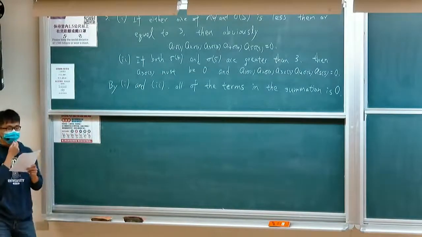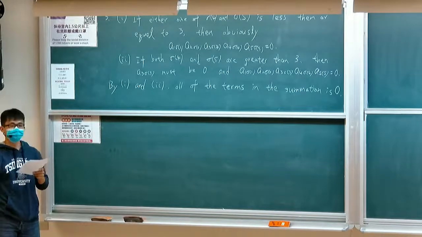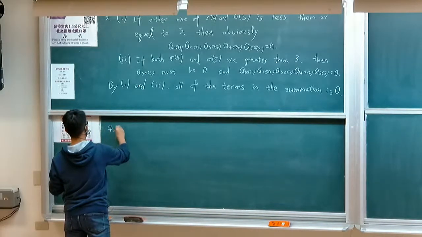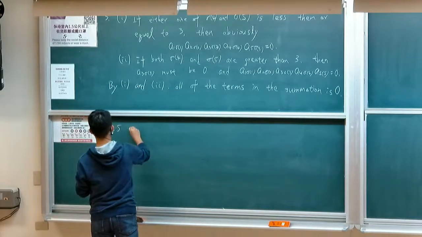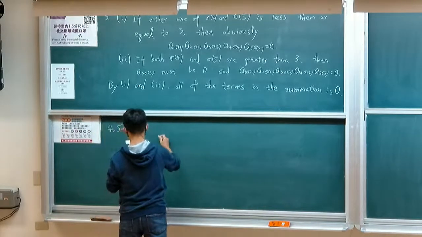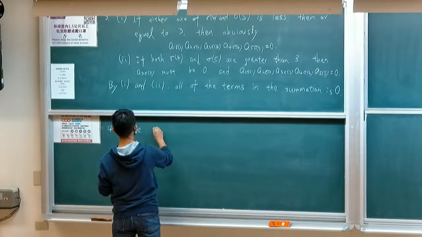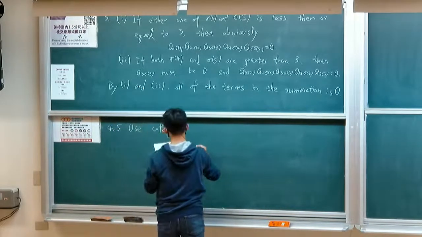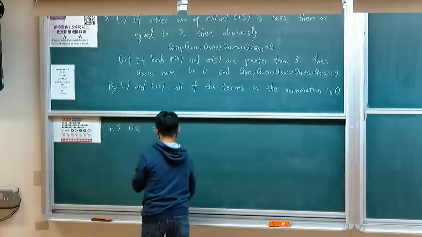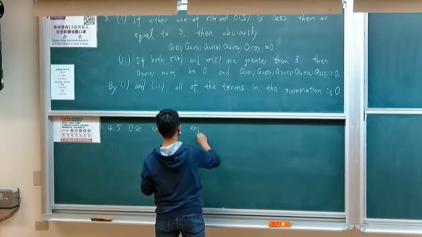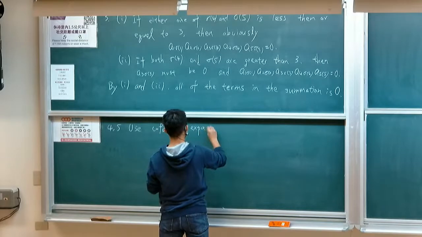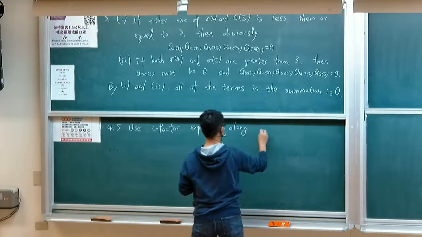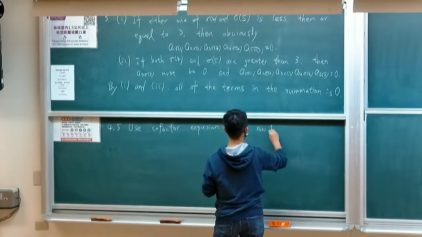Problem 4 and problem 5 are similar, so I will just give you a hint, and I will not do them here. You can use cofactor expansion along the first row.